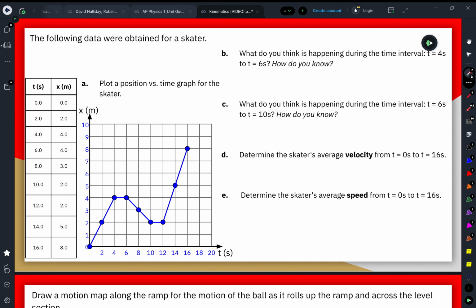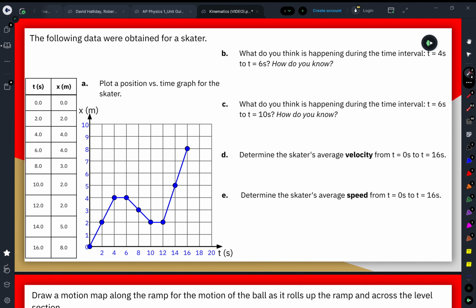Now that we have this, we can see that from 0 to 4 seconds, the position of the skater is increasing. It increases from 0 meters up to 4 meters, and that occurs over a time of 4 seconds. From 4 to 6 seconds, the position remains constant at 4 meters. From 6 to 10 seconds, the position decreases down to 2 meters. From 10 to 12 seconds, the position remains constant at 2 meters. And then from 12 to 16 seconds, the position goes from 2 to 8 meters.